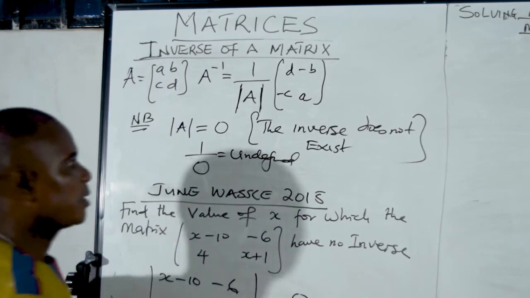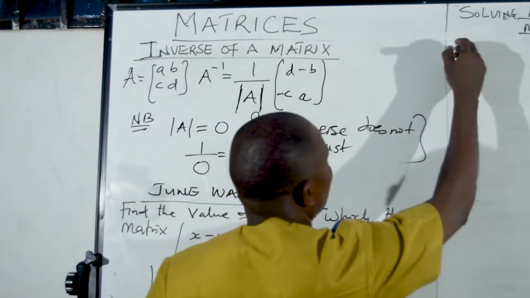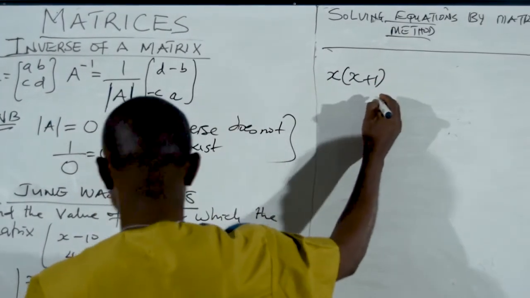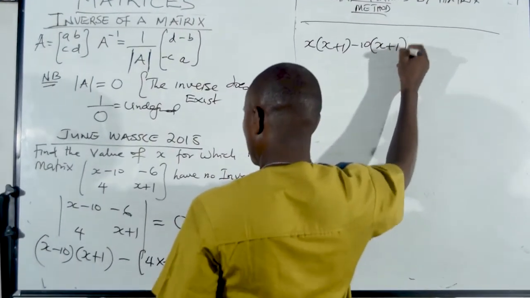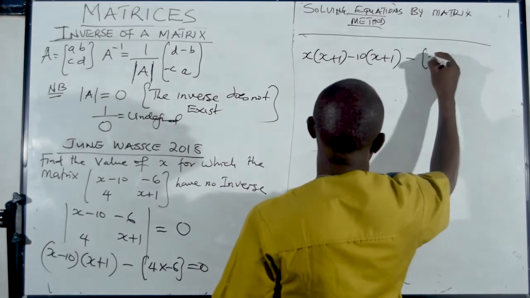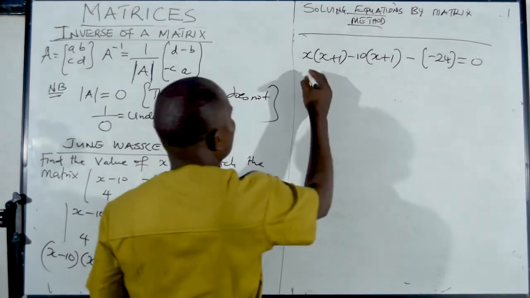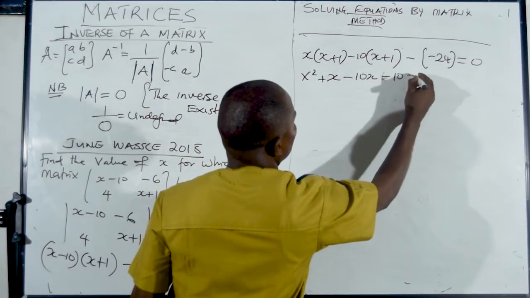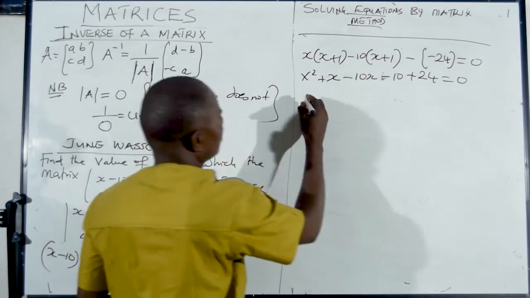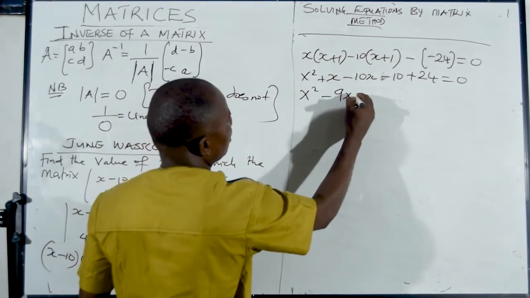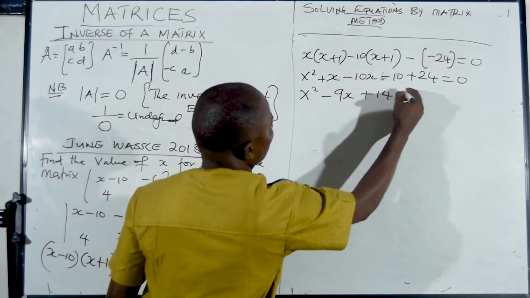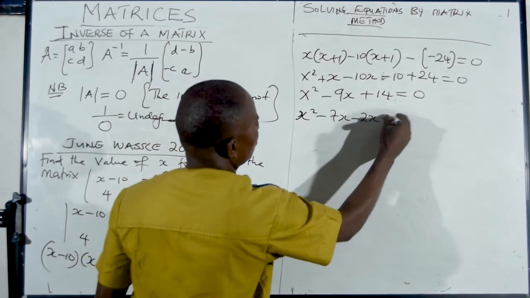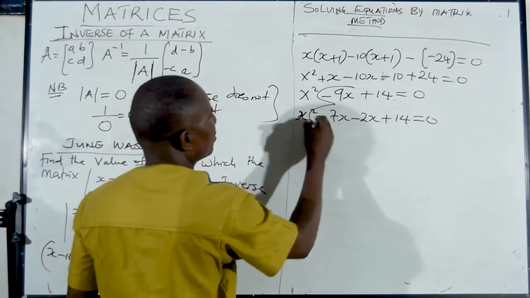So now I clear the brackets here. I have x into x plus 1, then minus 10 into x plus 1, minus this one multiplied, 24, all equals to 0. So this is x squared plus x minus 10x minus 10, and minus times minus 24 is plus 24, equals 0. So x squared minus 9x plus 14 equals 0. So I solve this: minus 7x minus 2x plus 14 equals 0. That is, I expanded this here.